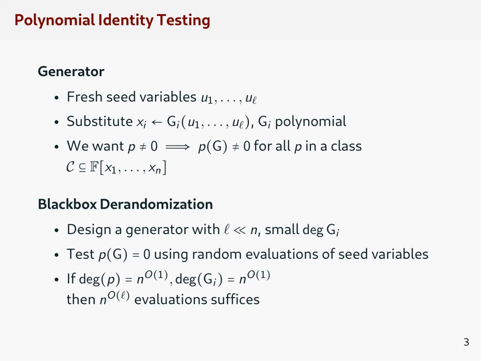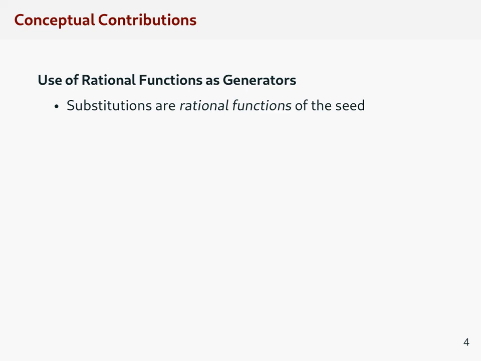So we make progress on black box derandomization by a couple conceptual contributions and then some technical ones. Our first conceptual contribution is the use of rational functions in generators. Instead of just polynomial substitutions, the substitutions are rational functions of the seed. Specifically, we introduce a new generator, the rational function evaluation generator, and through studying it, we demonstrate that the use of rational functions as substitutions can improve understanding of the generators that we have, and arguably lead to more elegant constructions.